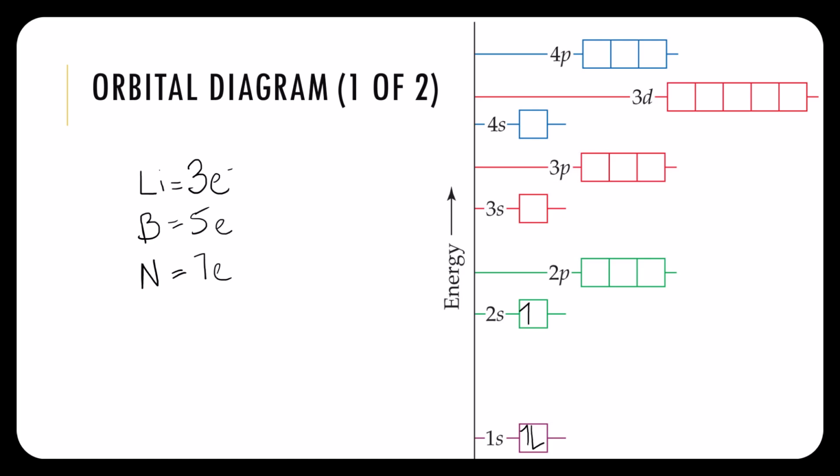All right, so nitrogen has 7 electrons. So first 2 are going to go into 1s, so 1, 2, then we go to 2s, 3, 4, then we go to 2p. I'm going to bet that a lot of you guys did this. So 4, 5, 6, 7. That is not entirely correct.